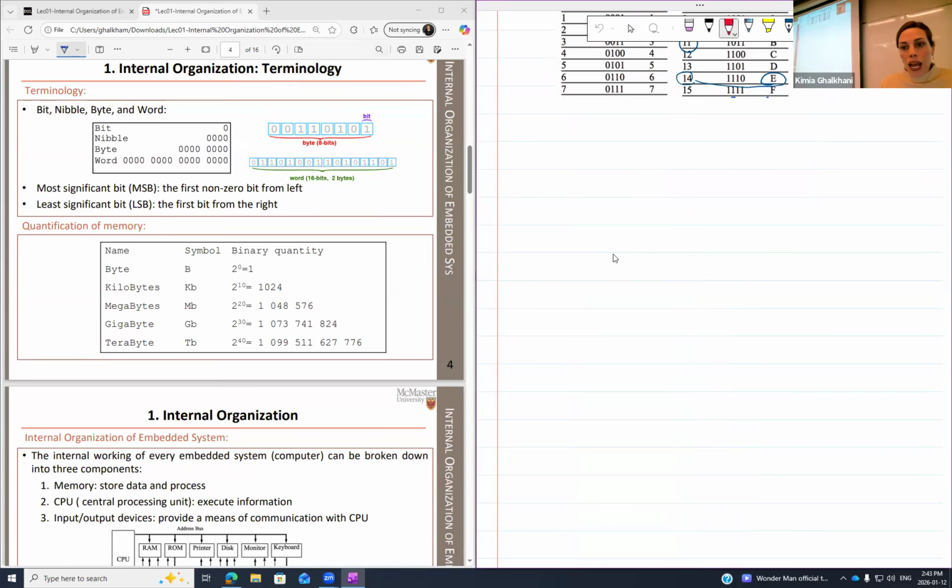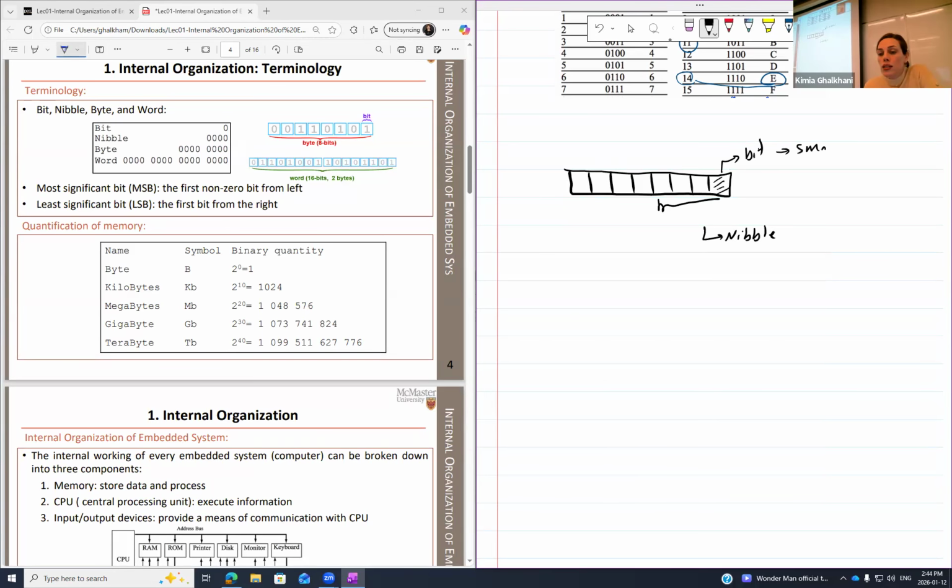So suppose I'm having 8 bits right in here, something like this: 1, 2, 3, 4, 5, 6, 7. So every single one is called a bit, right? And now, if I'm having 4 of these bits, what do I call it? A nibble. Bit is the smallest, keep it in mind. How many bits do I have? 8 of them. 4 of them is called a nibble.